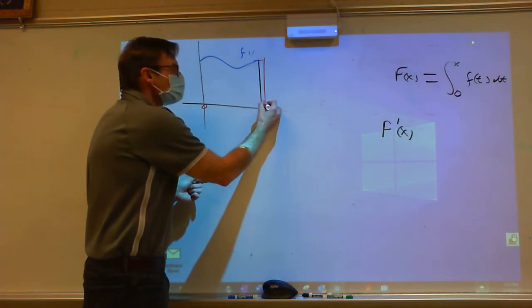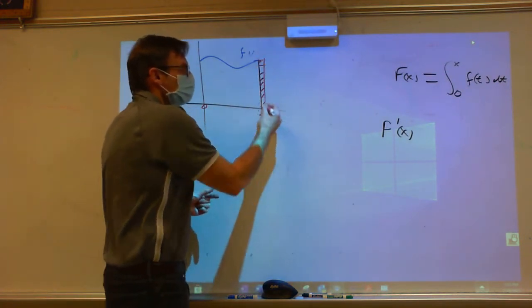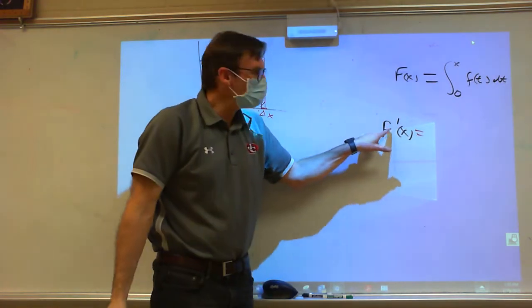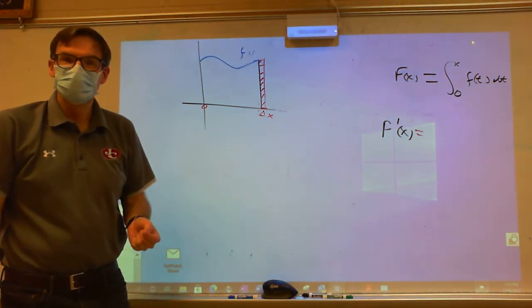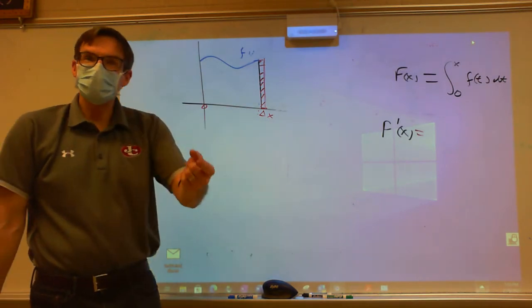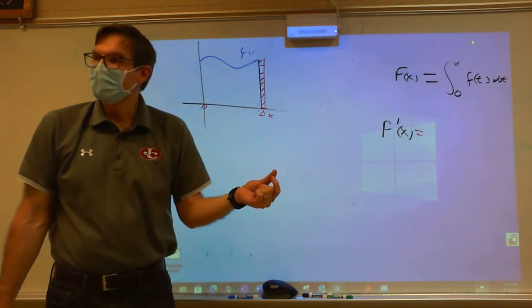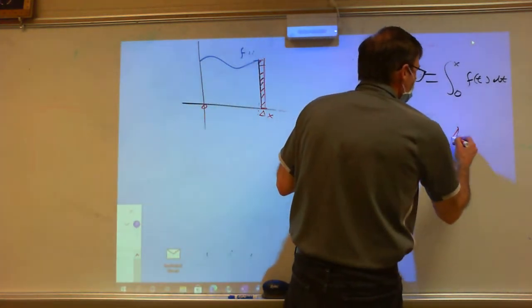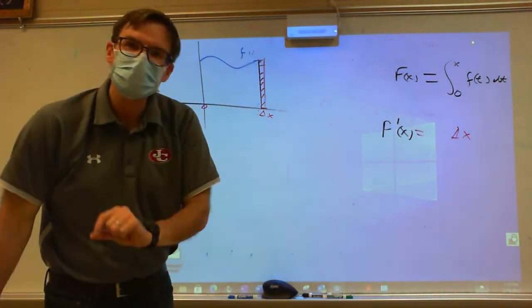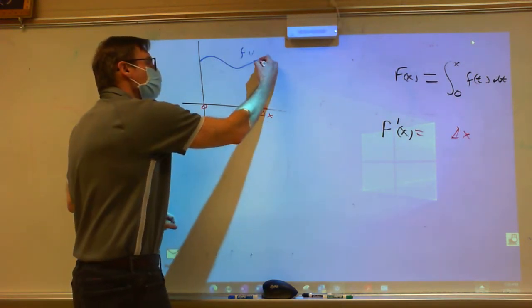And so what I'm interested in is the derivative of big F is whatever the area of that rectangle is. So the area of a rectangle is base times height, isn't it? Well, what's your base? Delta x. So our base is delta x. Now here's the tricky part. What's your height?